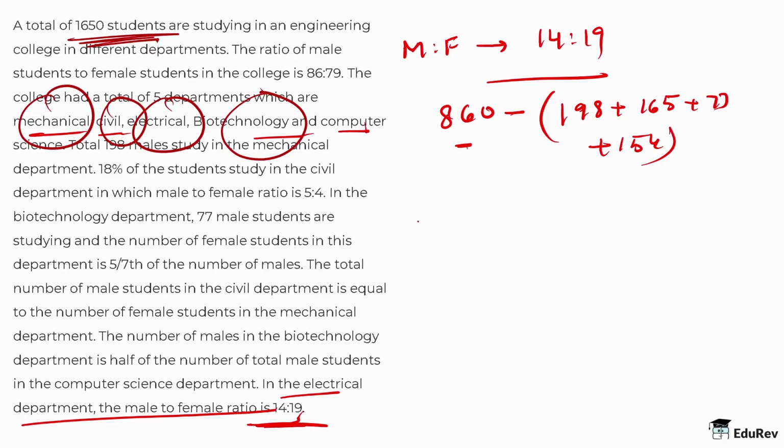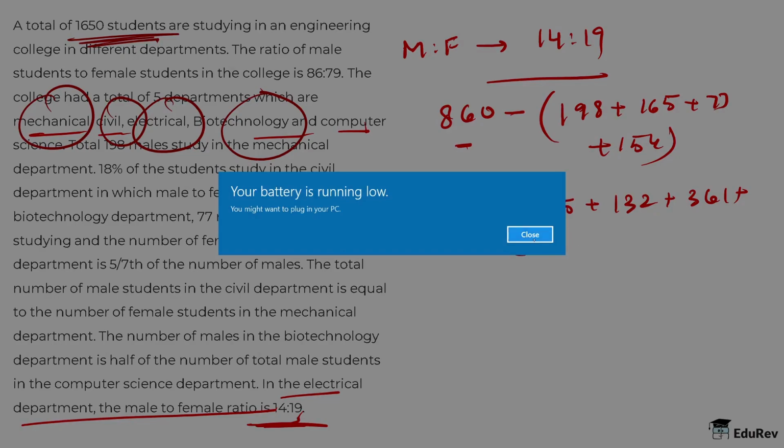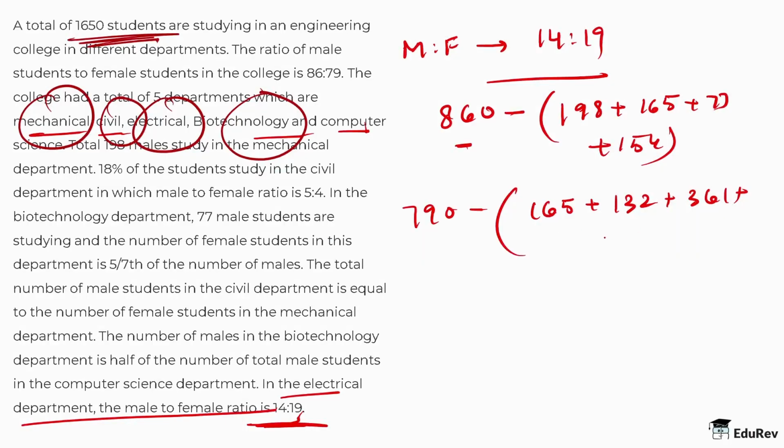Okay. So it's going to be simply 790 minus 165 plus 132 plus 361 plus 361 plus 55, which is equal to 77. So it's going to be 77.